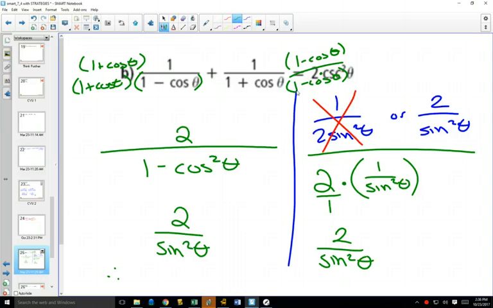And so left side is equal to the right side, QED. All done.